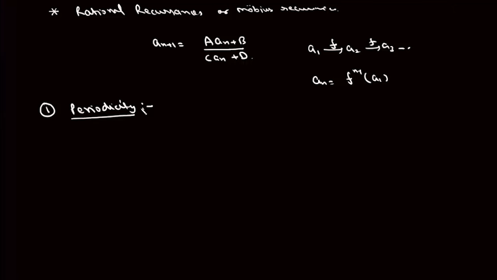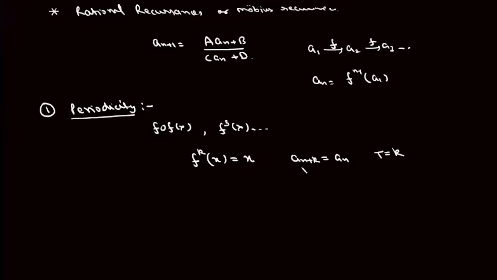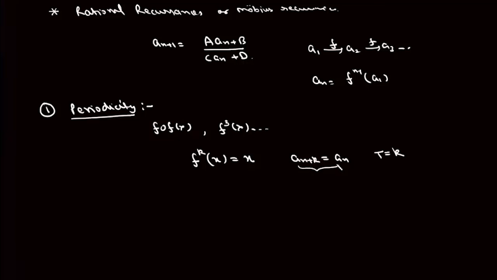In this, what we do is we compute f of f(x), f3(x), and if we have any case such that f^k(x) is equal to x, then we say a_{n+k} is equal to simply a_n, that is, this sequence is periodic with period k. We are not going to use this much here, but we'll study this in functional equations. Here we'll just take up an example.